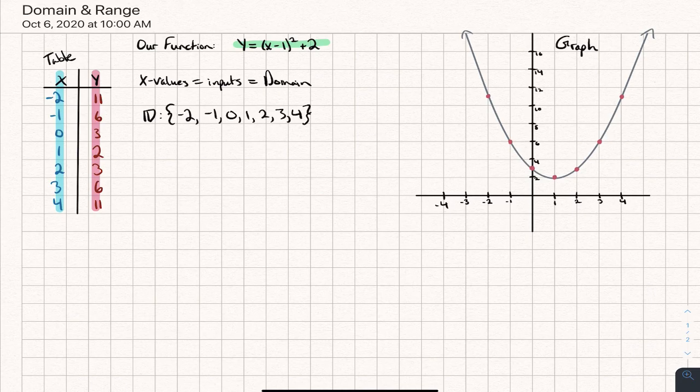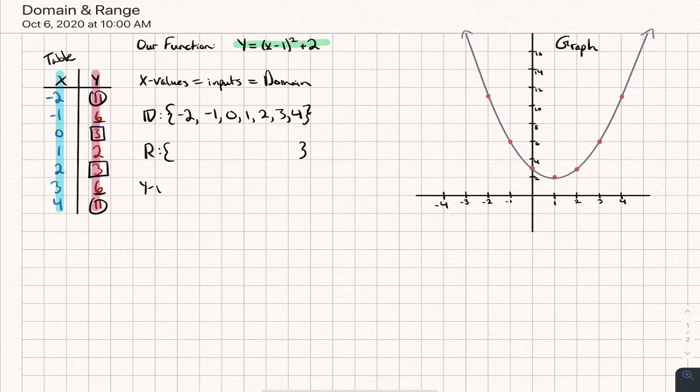Now when it comes to the range, we have an extra consideration to make. So we know that our range is going to be a set of values, so we're going to use roughly the same format when describing it. But what I need to look at is all of the values for the range. We see that I have 11, 6, 3, 2, 3, 6, and 11. So 11 pops up twice. So does 6. And so does 3. So I have 3 different outputs that are the same.